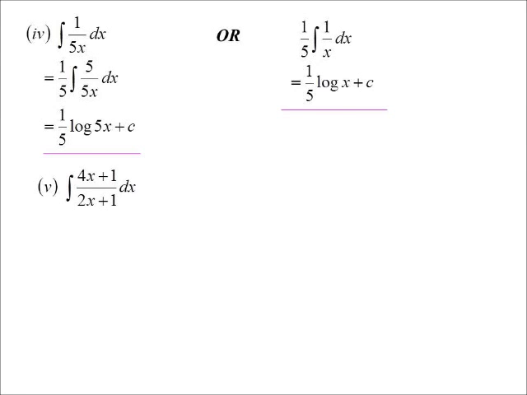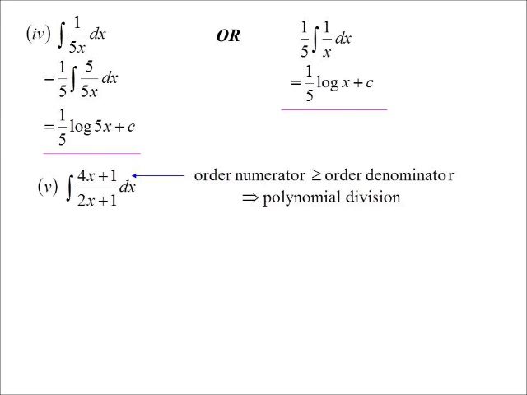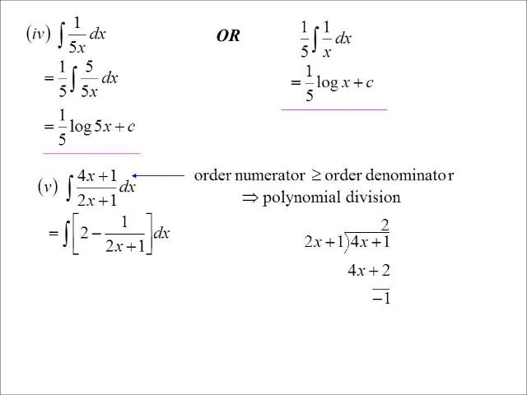If you get a situation where it's a polynomial on a polynomial, in this case they're both linear functions, but you notice the order of the numerator is the same or bigger than the denominator, in this case they're the same, then before you integrate, do a polynomial division and break the fraction up. Because that will become, well, if you had to do the division, there's the working out, but it would become 2 minus 1 on 2x plus 1.